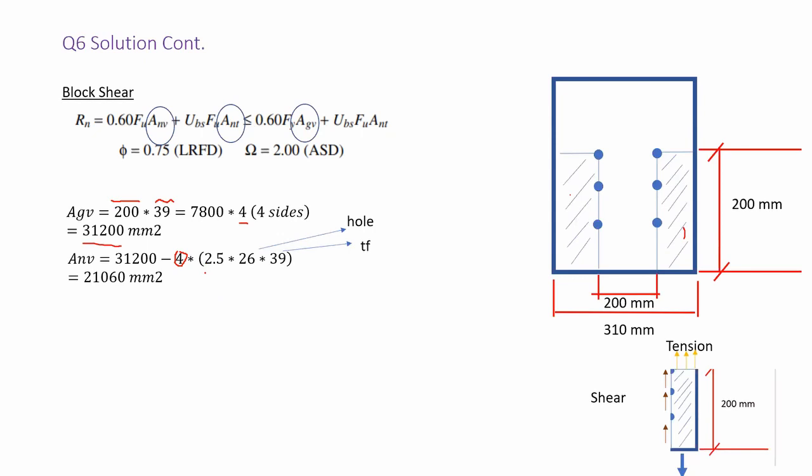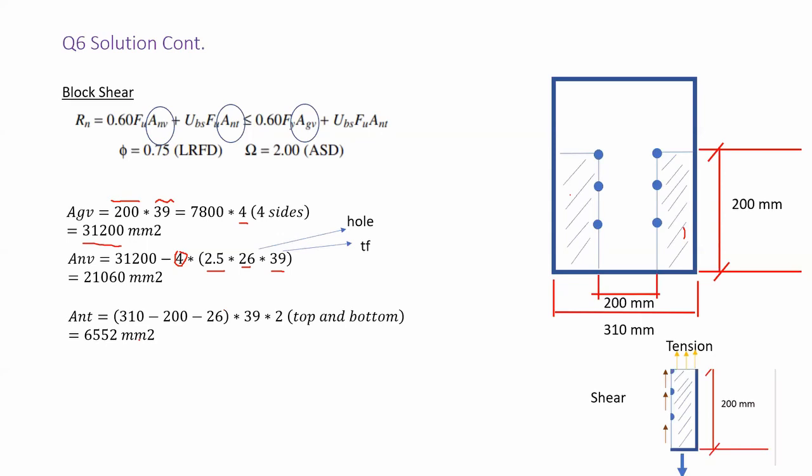Also, I have 2.5. That 2.5 goes to the number of bolts that I'm losing. And also 26, which is basically the hole size, 22 plus 4. And lastly, the thickness of the flange, 39. So if you plug all these values in, you would obtain your net area in shear. Once you have the net area in shear, you can continue and find the net area in tension.